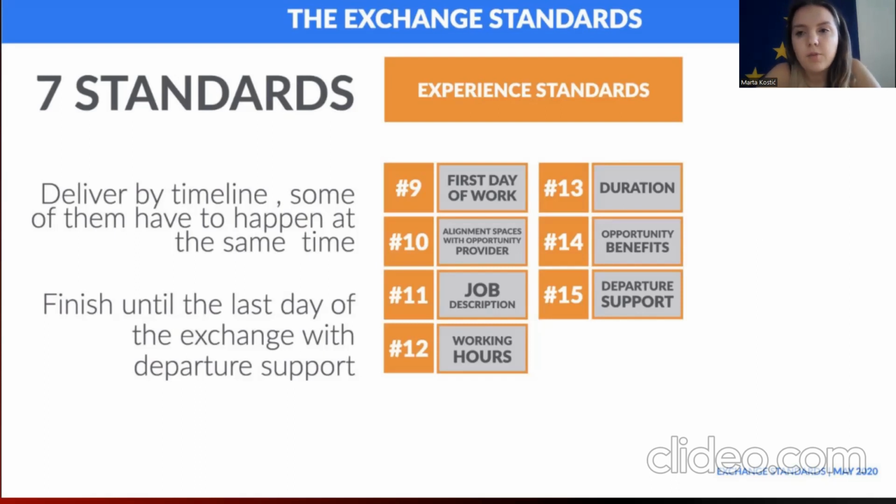Then opportunity benefits, that are accommodation, food, and if they have a computer provided, etc., they need to fulfill that. Again, everything that is written on ICORG. And departure support is the same as arrival pickup. They can go with the EP to the station, but also they can send him detailed directions on how he can get to the airport or bus station, so that he can manage. On both ways, these standards can be fulfilled.